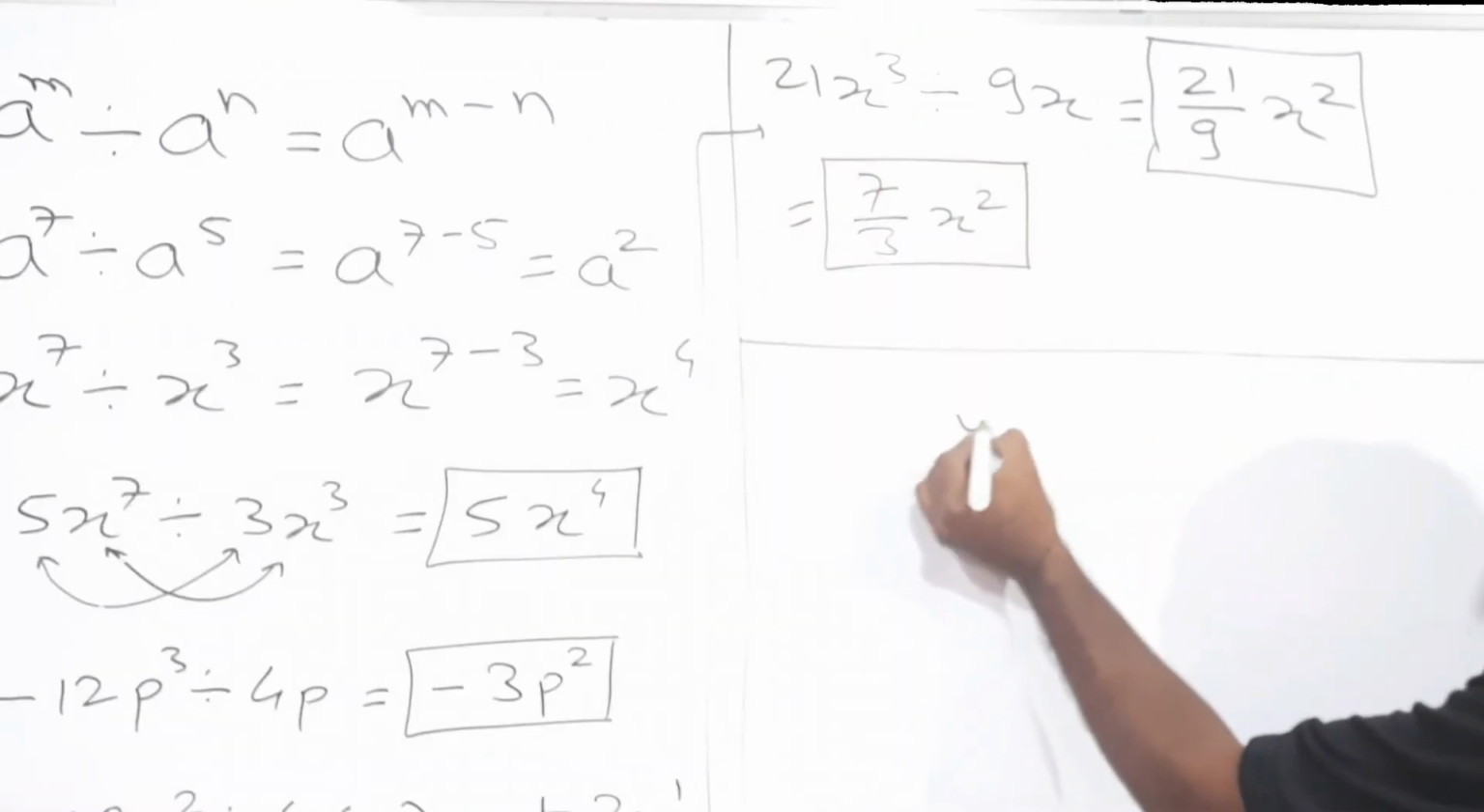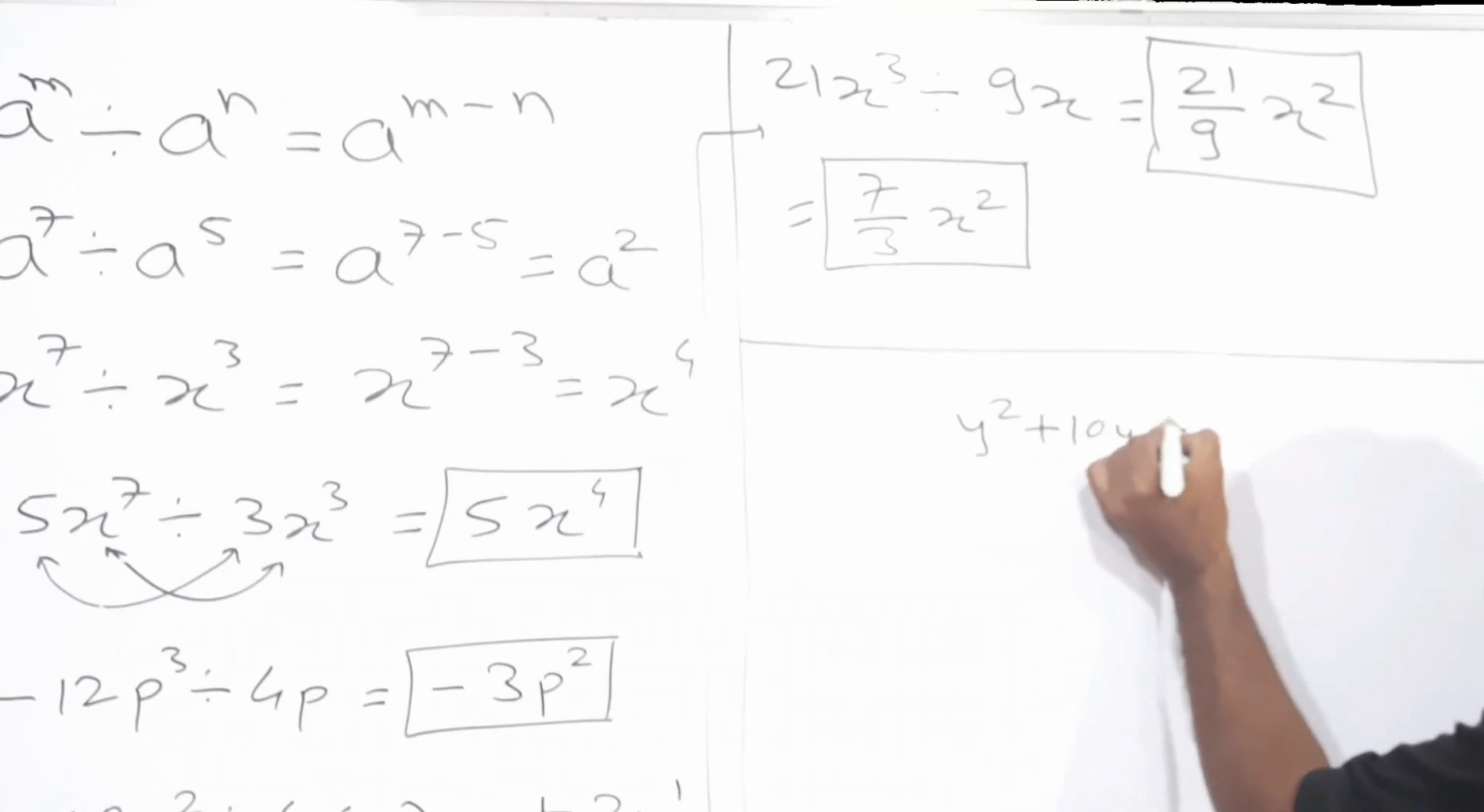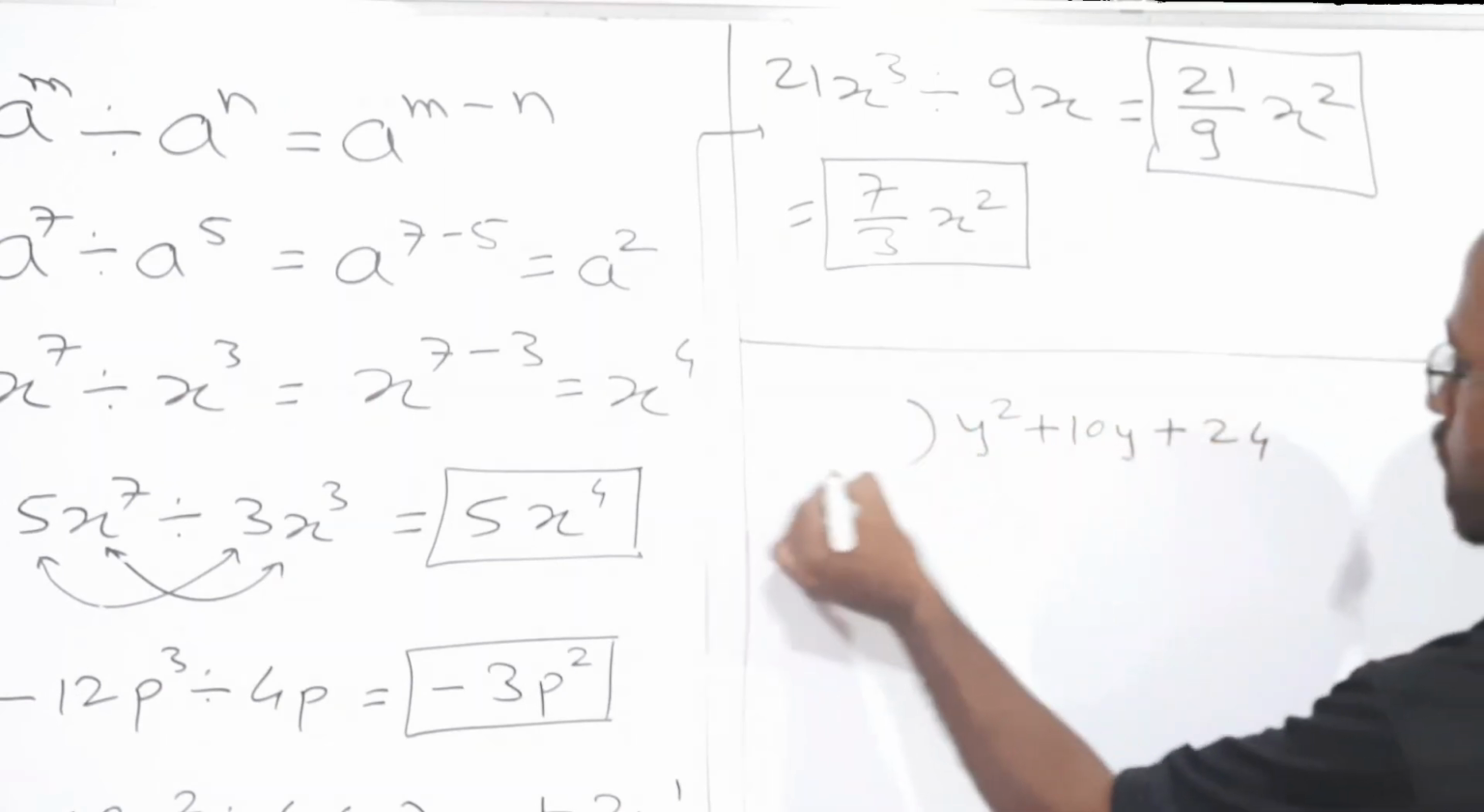y square plus 10y plus 24 divided by y plus 4.